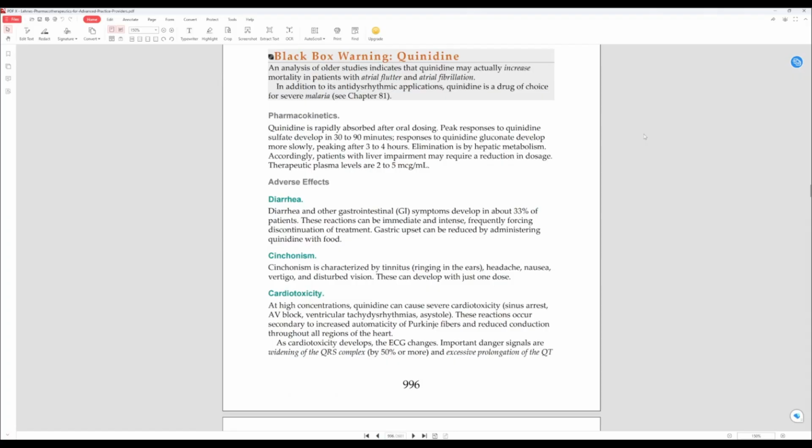Its pharmacokinetics, therefore. Quinidine is rapidly absorbed after oral dosing. Peak response to quinidine sulfate develops in 30 to 90 minutes. Responses to quinidine gluconate develop more slowly, peaking after 3 to 4 hours. Elimination is via hepatic metabolism. Patients with liver impairment may require a reduction in dosage. Therapeutic plasma levels ought to be 2 to 5 micrograms per mL.